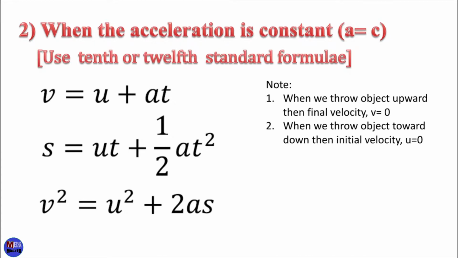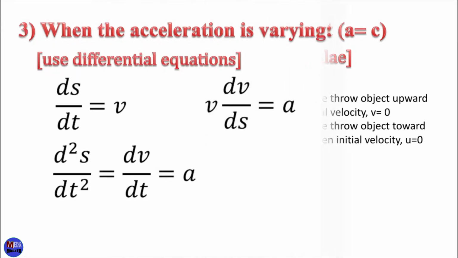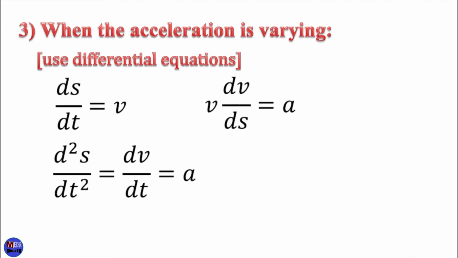In vertical motion, if we throw any object upward, then final velocity v will be 0, and if we throw any object toward down, then our initial velocity u will be 0. I think you know these points. In third type of motion, when the acceleration is varying, you have to use differential equation, and these differential equations are very important in mechanics.